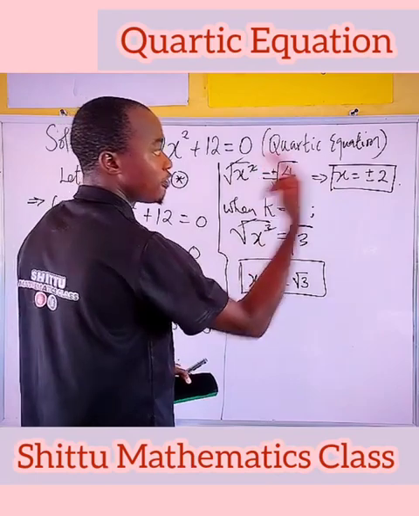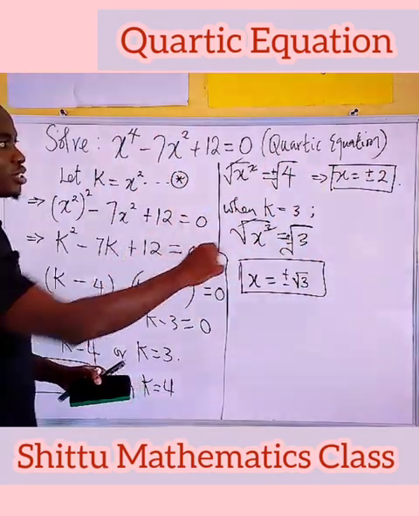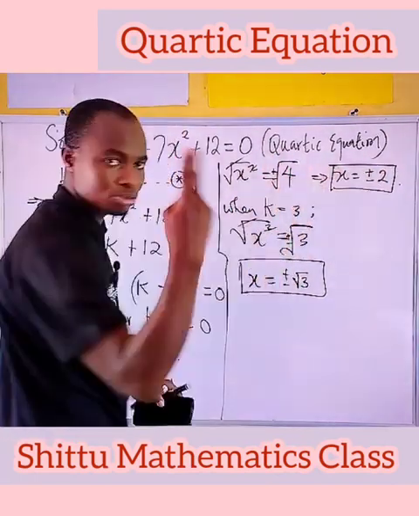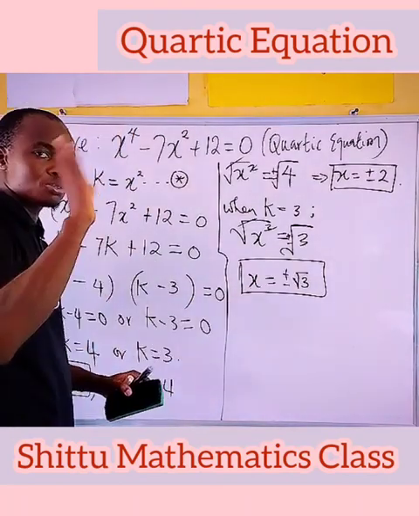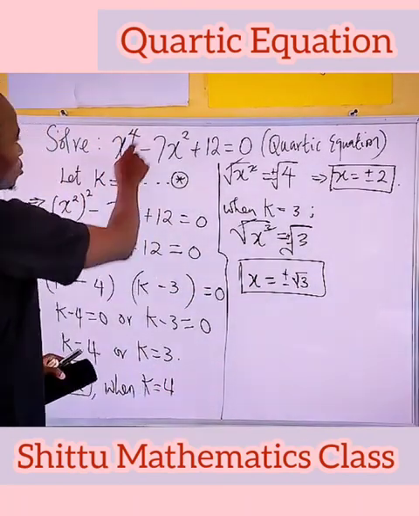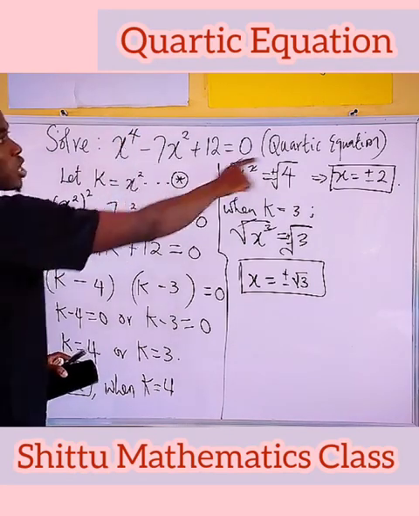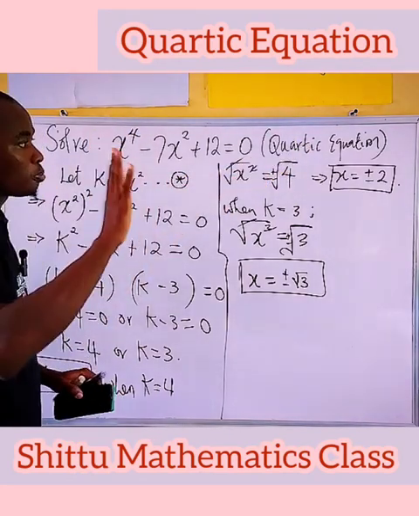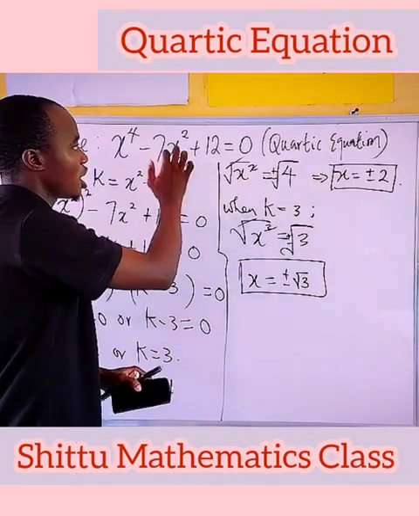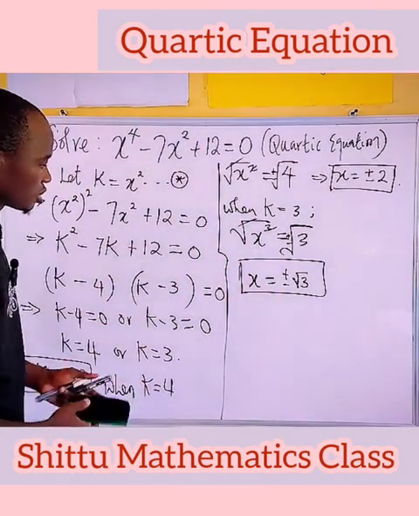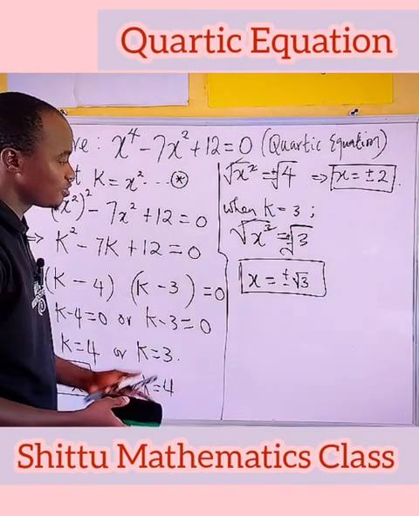So in combination, you can see that we have 4 possible solutions. We have plus 2, minus 2, then plus root 3 and minus root 3, making 4. And we know that the highest power is 4. For a quartic equation, we are going to have 4 possible solutions, and these are the 4 possible solutions we have for this equation on this board. And that is going to be the end of this class.